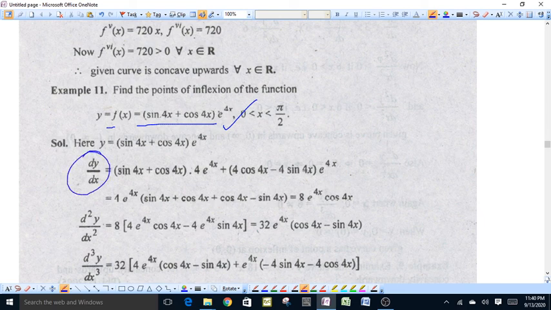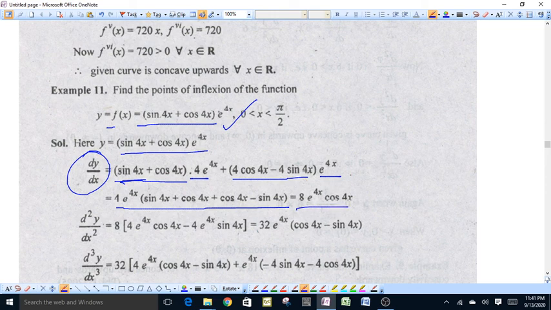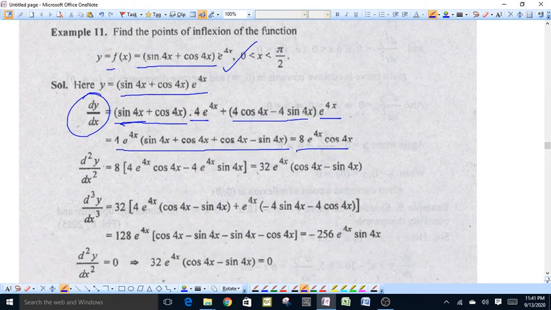dy upon dx will be equal to e raised to power 4x sin 4x. This is a product function. First function as it is, derivative of second plus derivative of first into second function as it is. This will be equal to, after simplification, we get 8 e raised to power 4x into cos of 4x.